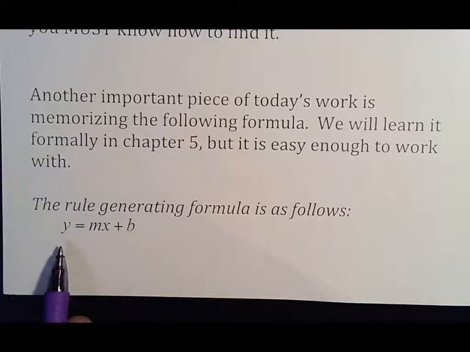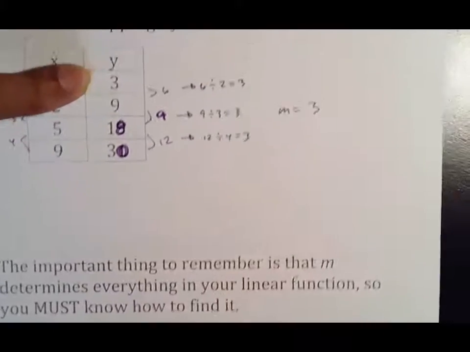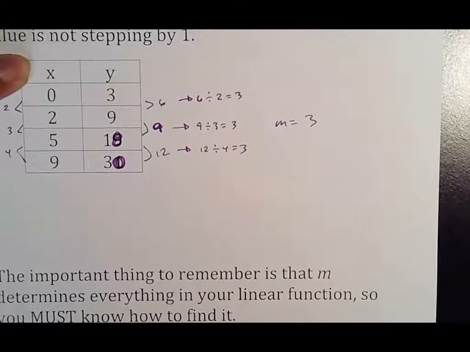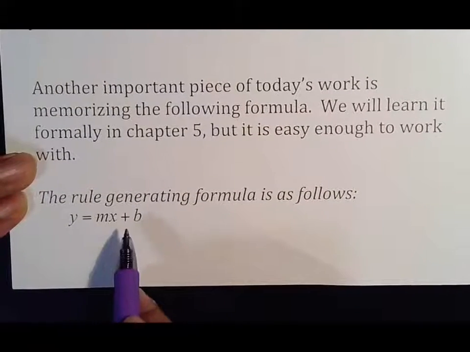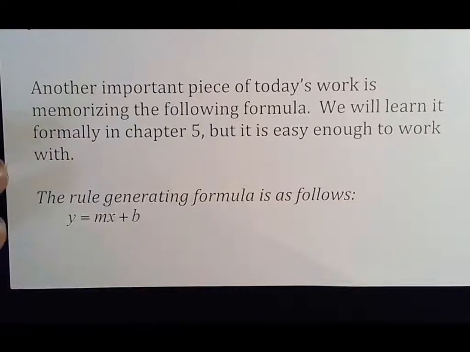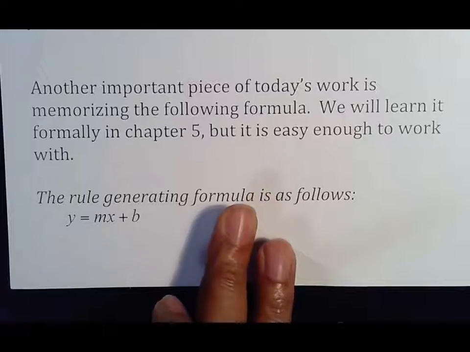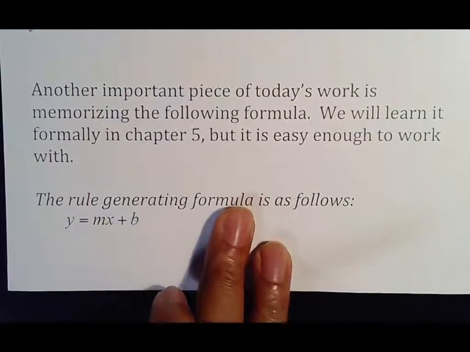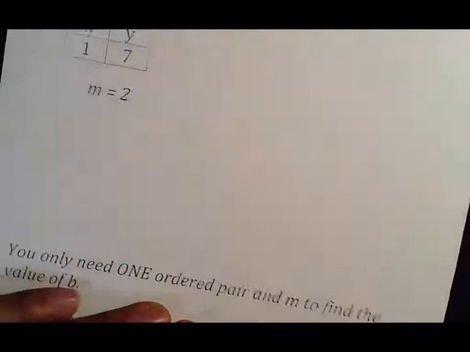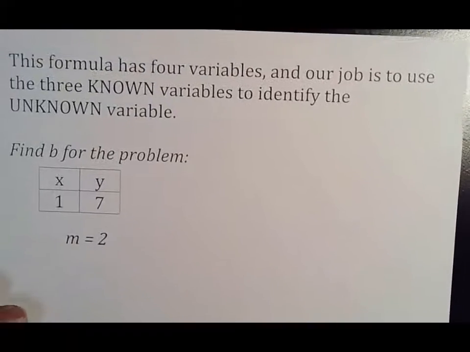We know what y is. It's typically the second number in the table. See? We know what x is. It's typically the first number in the table. We know that m represents rate of change. B is something else, and that's actually what we're going to be trying to find. We will talk about what B is in the next chapter, but for right now, let's just use it and do what we need to do there.